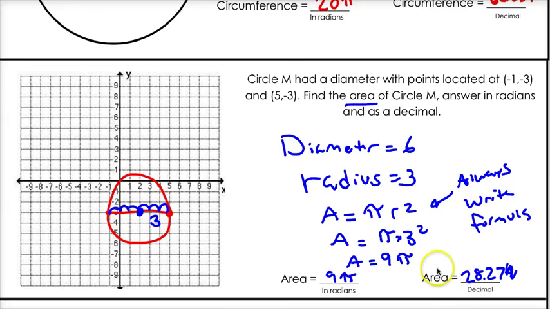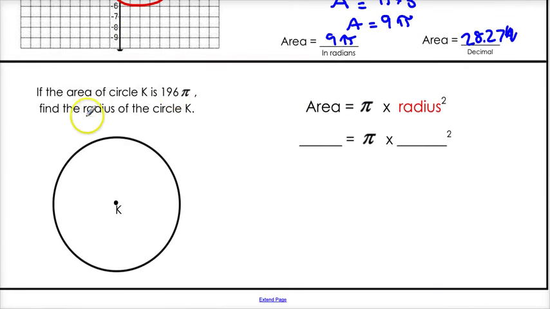All right, looking good. So this is the final one, and it's really important that you get how to do this problem, okay? So I'm going to show you how it's done. In this problem, it says if the area of circle K is 196 pi, so it's giving you the area, we want to find the radius of the circle. So our radius is what x is. We already know the area.